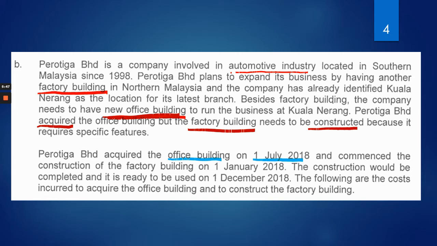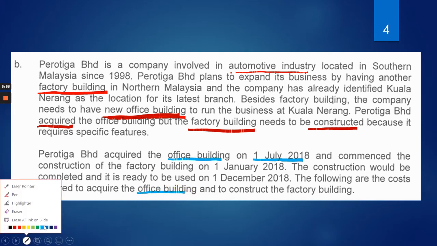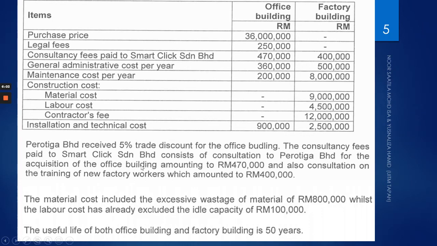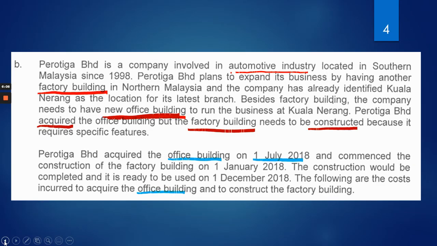And then for the factory building, this is for the office building. Now we talk about the factory building. For the factory building, let me go back to the question. It was completed and ready to be used on the 1st of December. That was for the factory building.